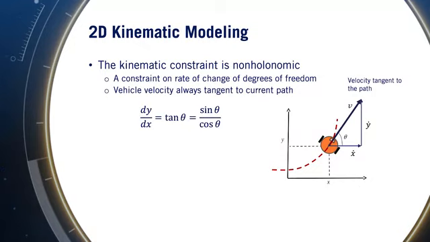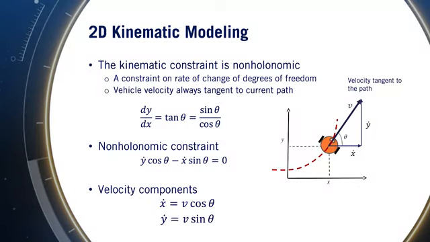The velocity of the robot is defined by the tangent vector to its path. Let's define the orientation angle of the robot as theta. Then the tan of theta can be written as dy over dx, the velocity of the robot in the y direction divided by the velocity of the robot in the x direction. By rearranging the above equation, we can derive an expression for the non-holonomic constraint equation as follows. We can then construct a pair of equations for the motion of the robot by combining these equations.